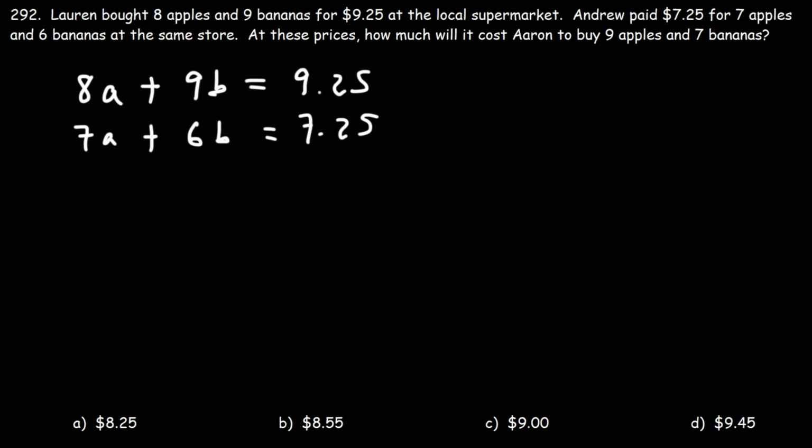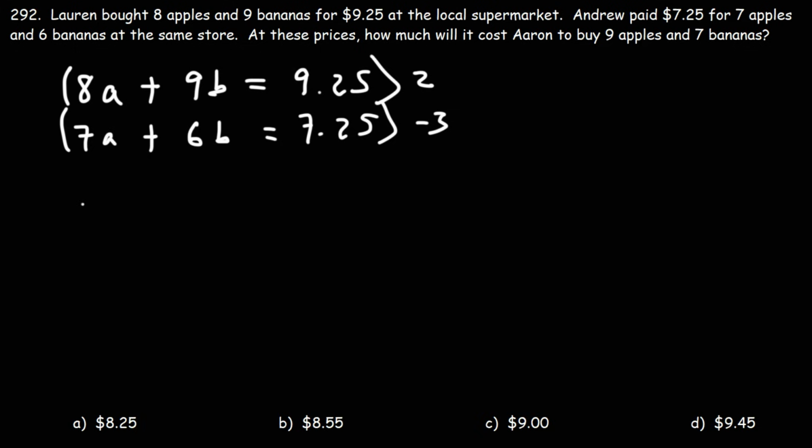So now we have a system of equations with 2 variables. We have 2 equations, 2 variables. We can go ahead and solve it. Let's focus on canceling B. So 9 and 6, a common multiple of 9 and 6 is 18. Therefore, I'm going to multiply this equation by 2 and this one by -3.